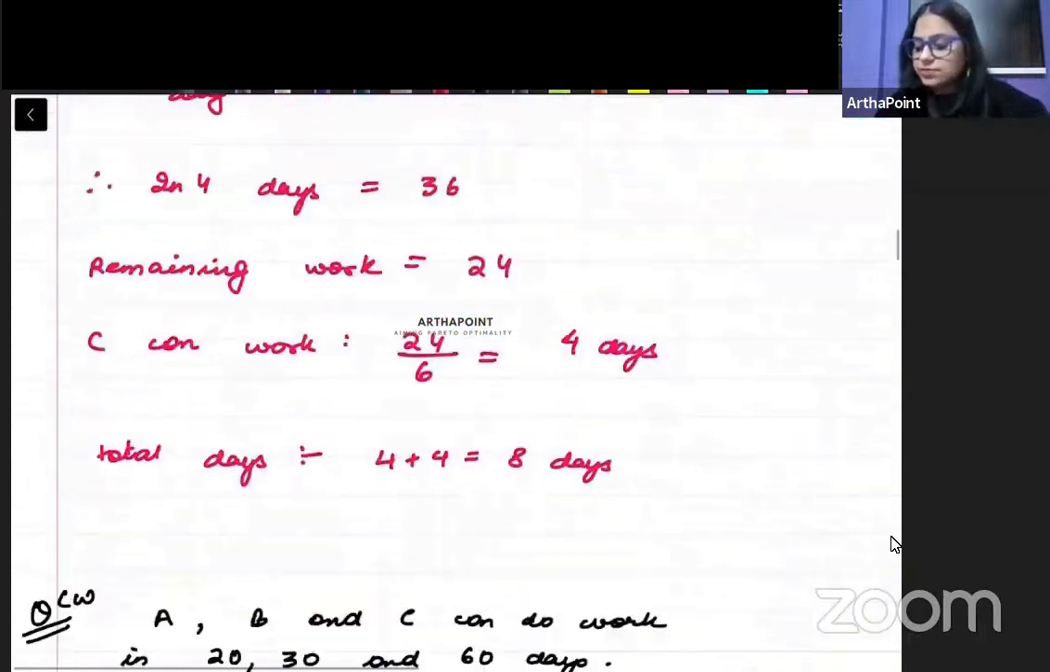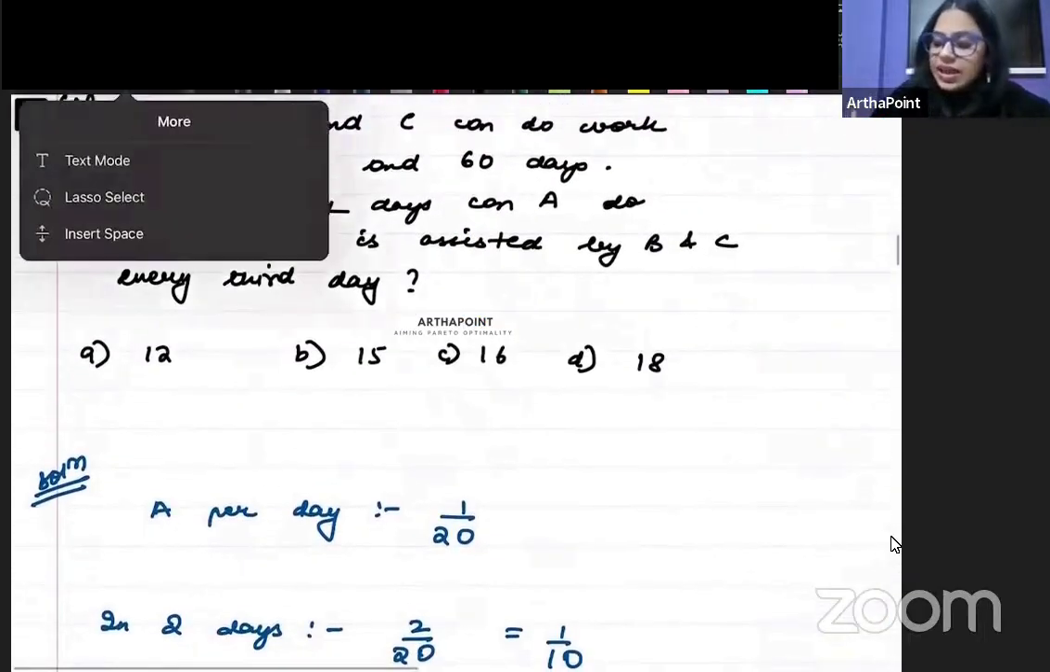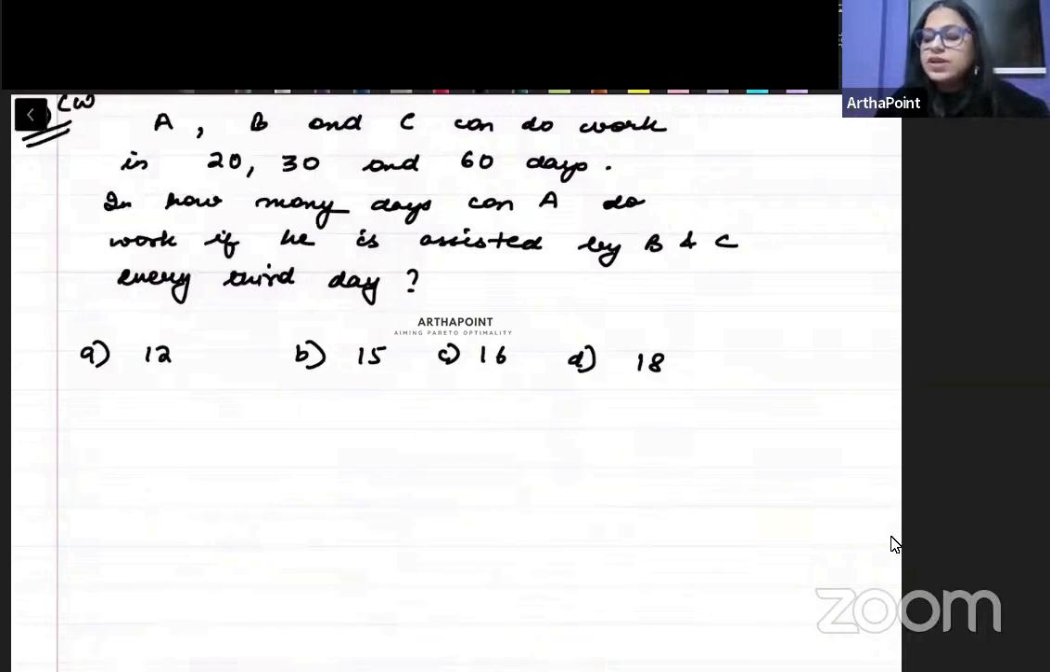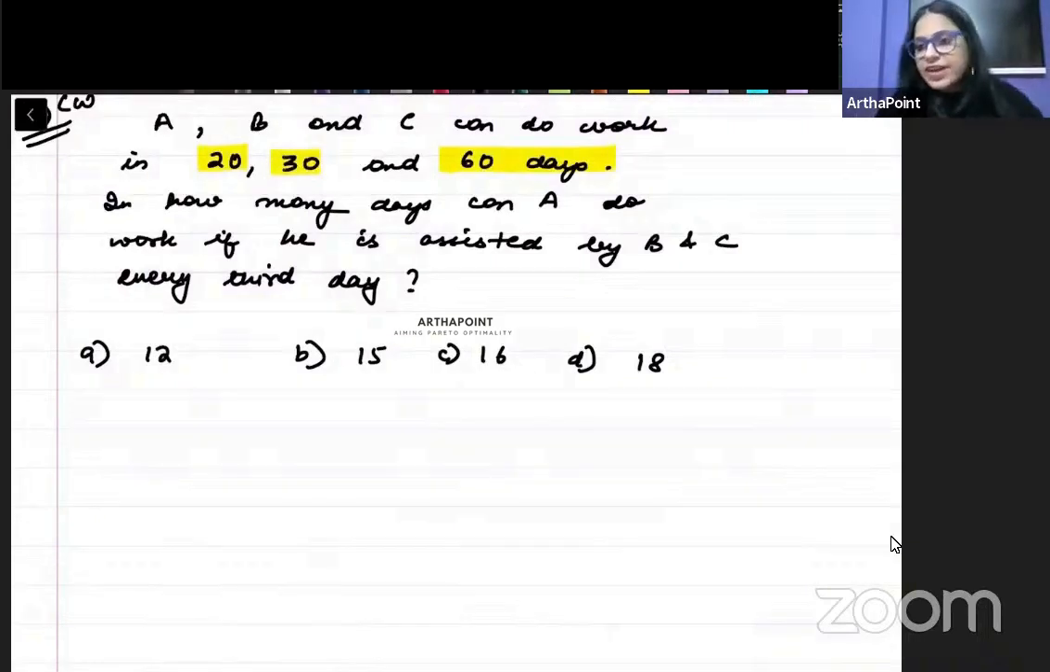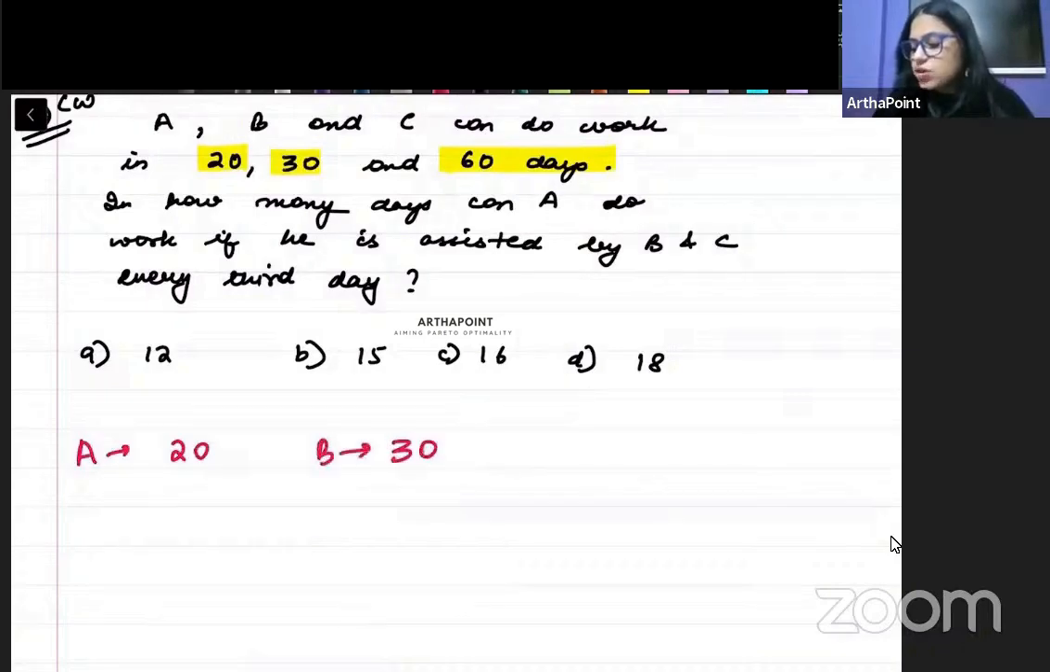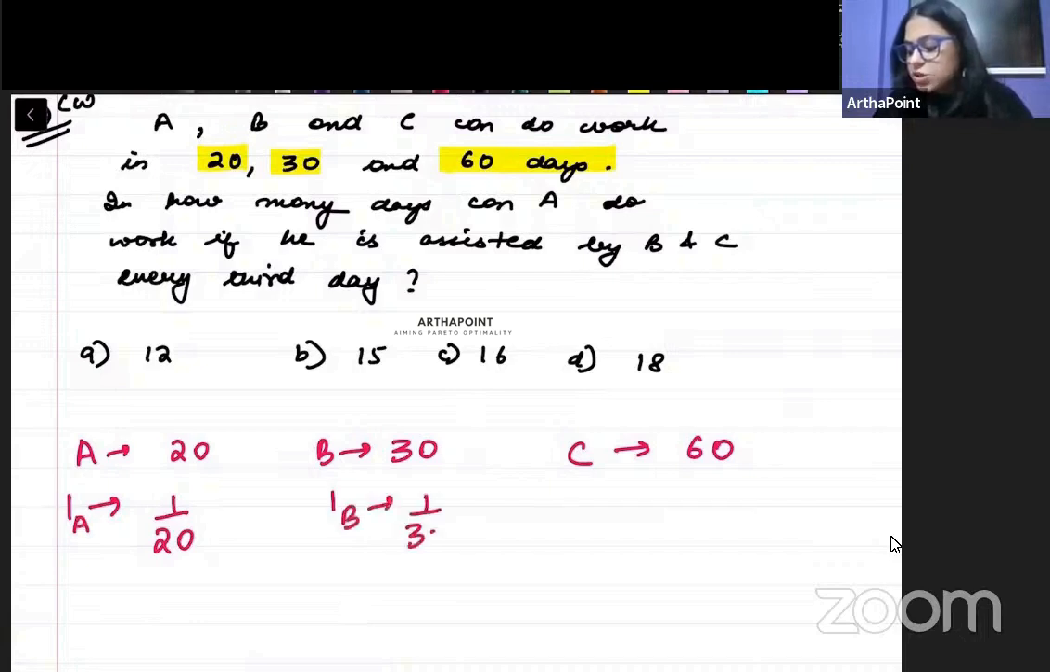Let's try another one. It says A, B, and C can do work in 20, 30, and 60 days. फिर से बेटा, we will find for 1 day. So A is taking 20 days to cover the work, B is taking 30 days to cover the work, and C is taking 60 days to cover the work. So in 1 day, A will do 1/20th of the work. In 1 day, B will do 1/30th of the work. In 1 day, C will do 1/60 of the work.